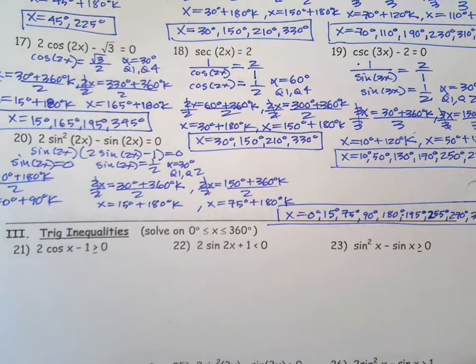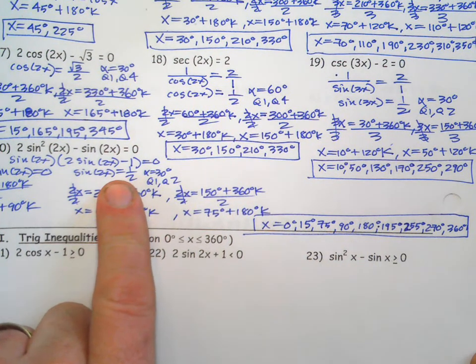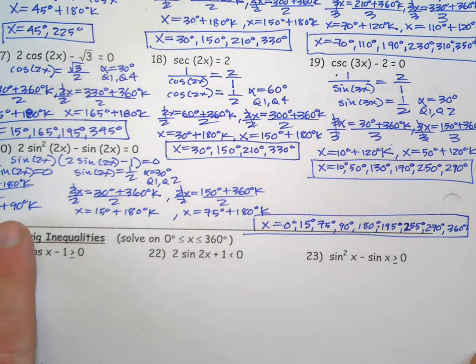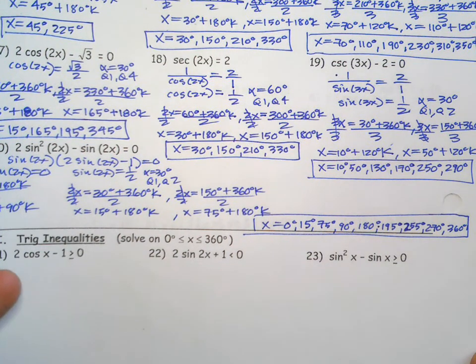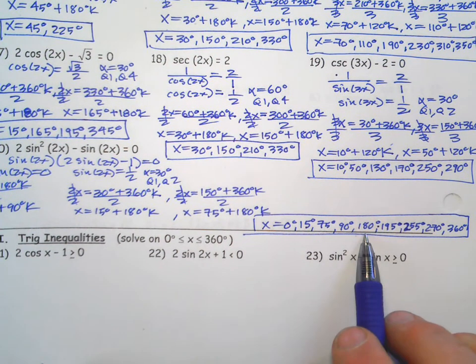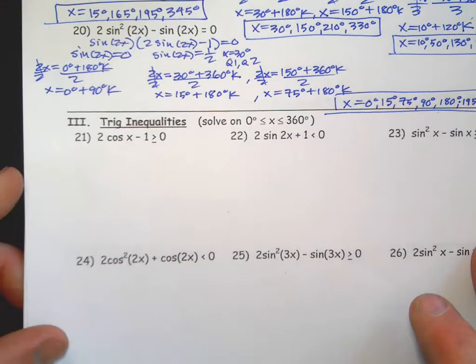Now, is that what we expect? We expect to get 4 answers from this. And from this, we're going to get 0, 90, 180, 270, 360. So we should have 9 answers total. 9 answers. It's always good to just double check what you think should happen. All right, so that was all review.